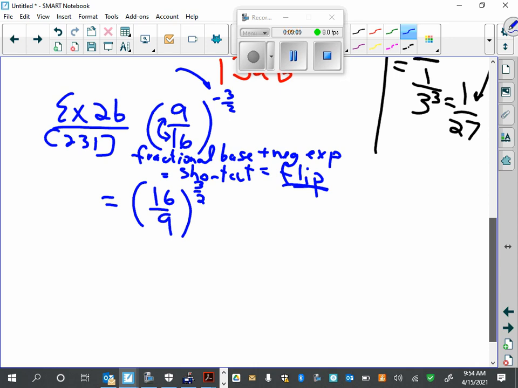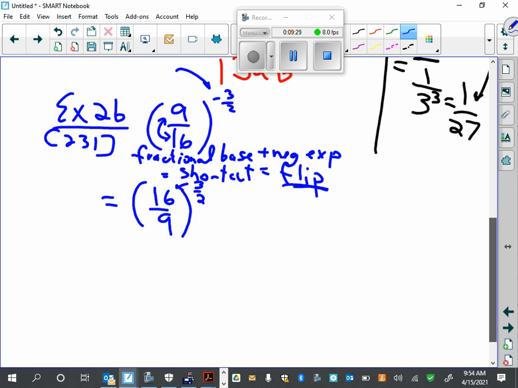Now, the reason why you do that, I could show you, but it would take lots of time, and you should have already been shown that. But it's multiplying by the reciprocal. So this means divide, 9 divided by 16. If you multiply by the reciprocal, you're flipping, and that's where that flipping shortcut comes in.